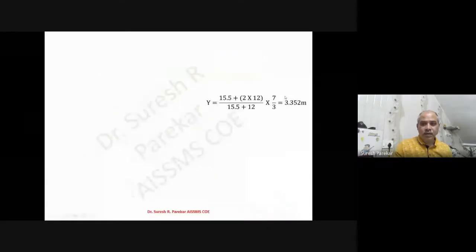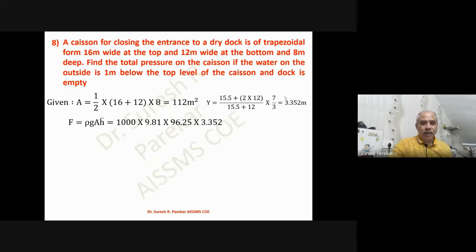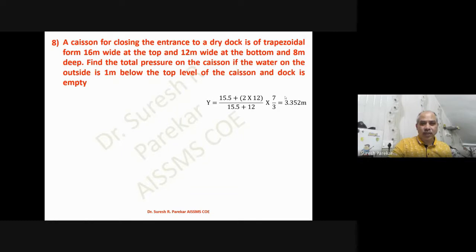Good evening. Today we will solve some problems on vertical surface as well as inclined surface. So, a question: a caisson for closing the entrance to a dry dock is of trapezoidal form, 16 meter wide at the top and 12 meter wide at the bottom and 8 meter height. Find the total pressure on the caisson if the water on the outside is 1 meter below the top level of the caisson and the lock is empty.